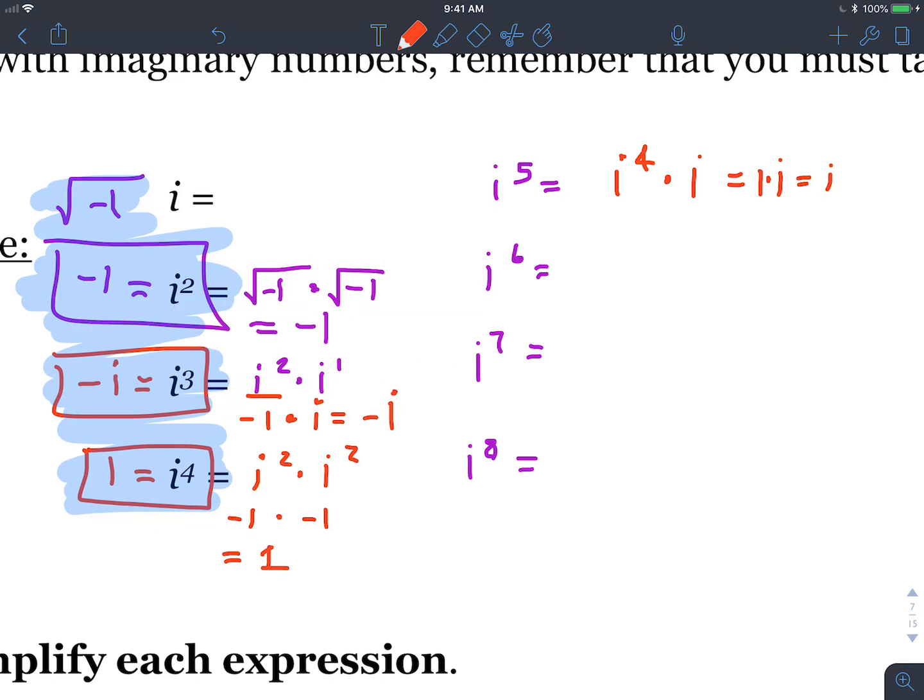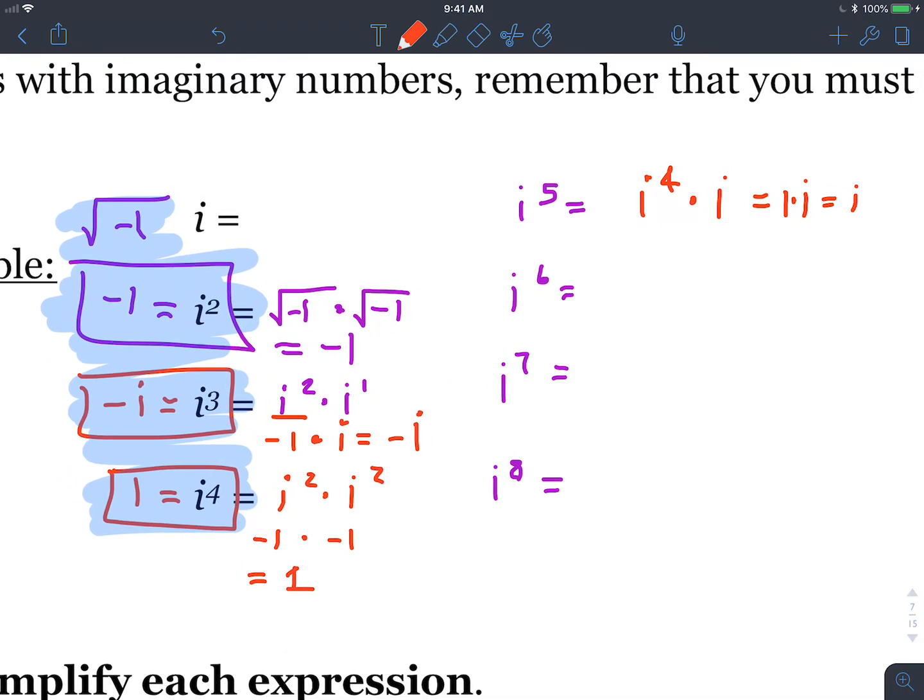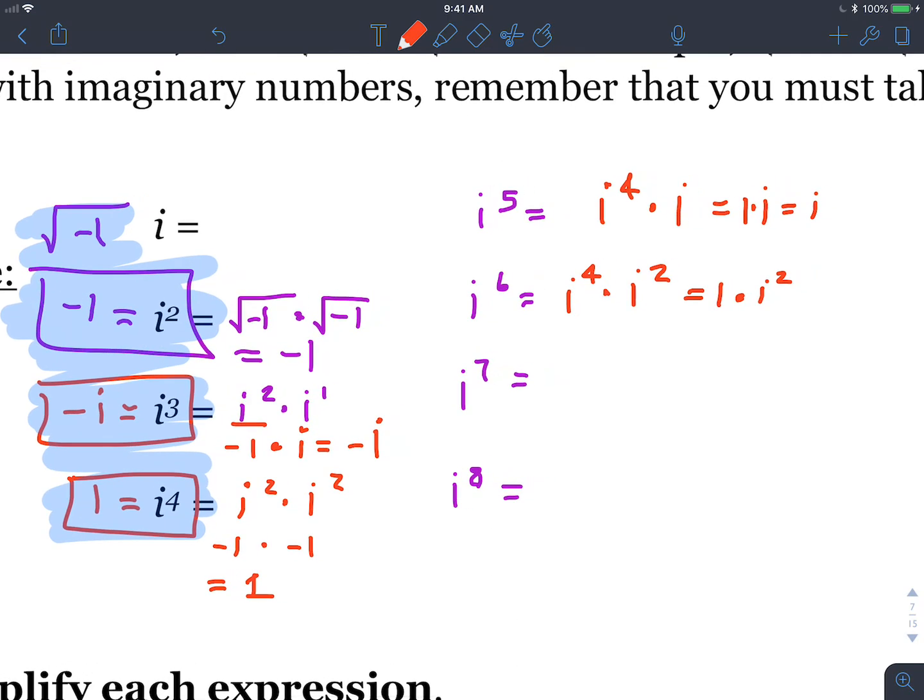So you have i to the 6th. That's like i to the 4th times i squared, which is like saying 1 times i squared. And i squared we already said was negative 1, so this will just come out to negative 1.